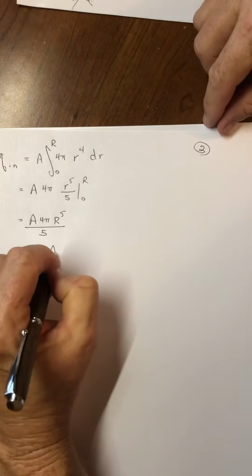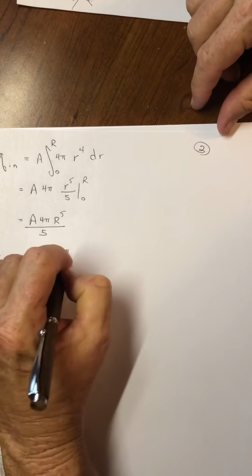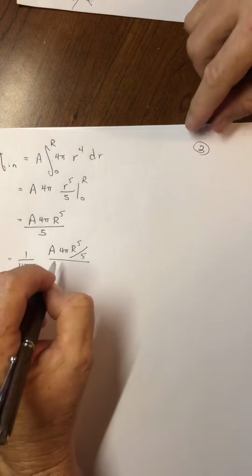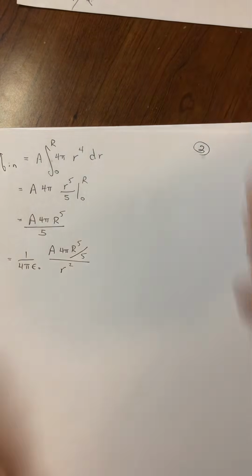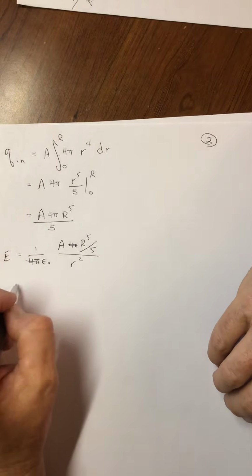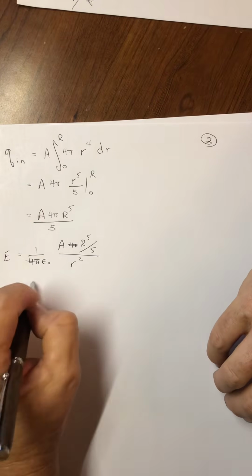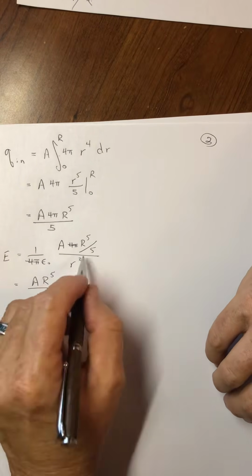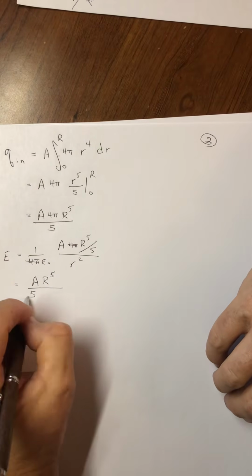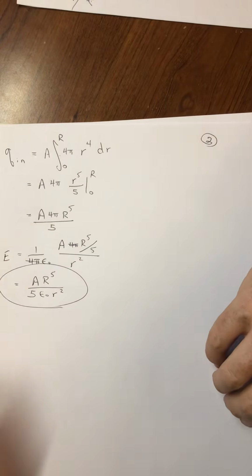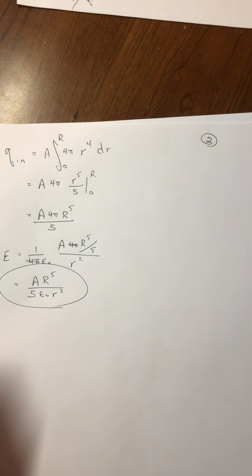Okay, so coming back to here then, the charge inside would be this A 4 pi capital R to the 5th, and I'm going to write it over 5, so I can then put r squared here. And then a few things simplify, the 4 pi being one of them. So it looks like in the top I have a capital A, I have a capital R to the 5th. That might be everything on the top. I've got a 5 on the bottom, I've got an epsilon naught on the bottom, and I've got an r squared. And I believe that's what they say to do.